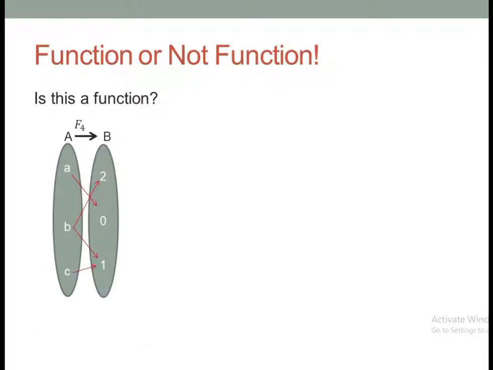Is this a function? Look, A has only one image, it is 0. C has only one image, it's 1. But B has two images. Therefore, it's not a function. So if any pre-image has multiple images, then the relation is not a function.